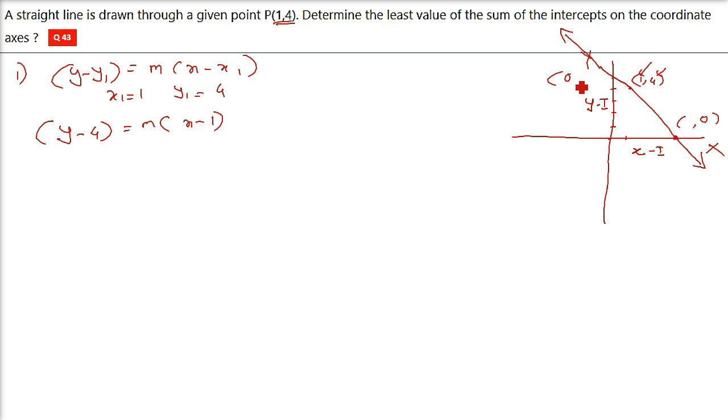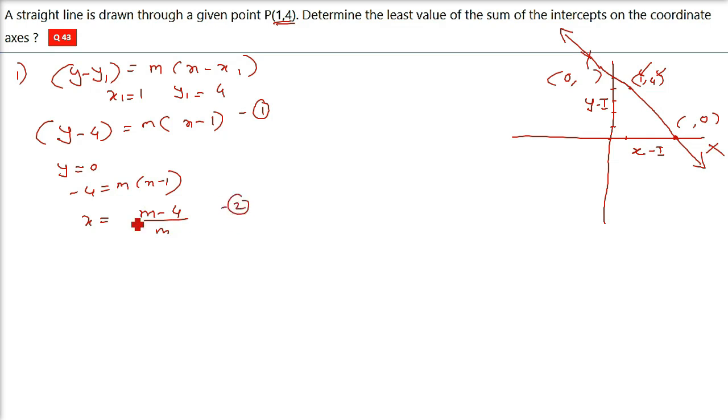So I am just placing 0 wherever it will be, and the next thing will be, for y-intercept x has to be kept 0, and for x-intercept y has to be equated to 0. So that's what we are doing right now. Y is equal to 0. So this is negative 4 equals mx minus 1. Just put y equals to 0. So you have a relationship of x and m.